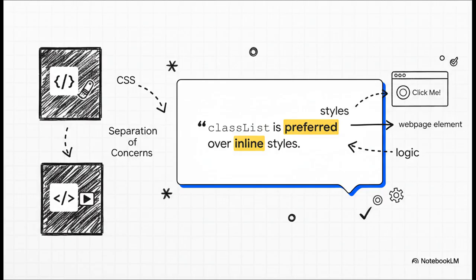And that right there leads us to a super important professional habit. And yeah, our final big interview point. For code that you or someone else can actually understand later, always prefer managing styles with class list. It just keeps things clean. Your styles stay in your CSS file, your logic stays in your JavaScript file. That separation, that's the mark of a pro.